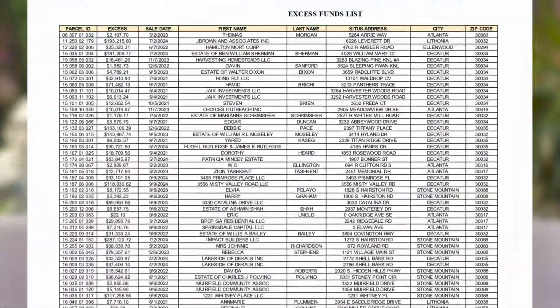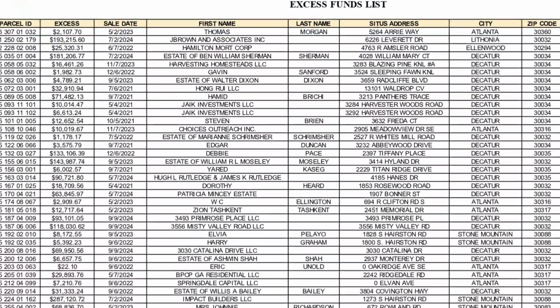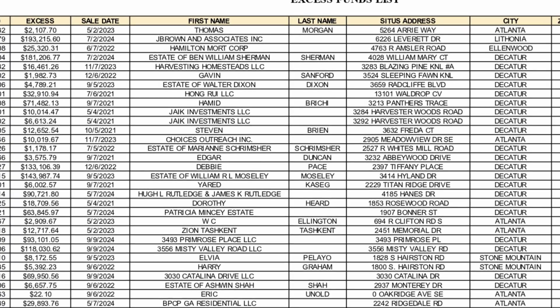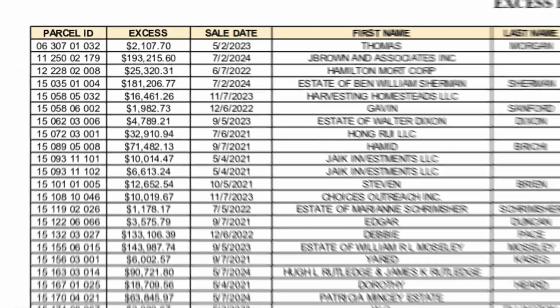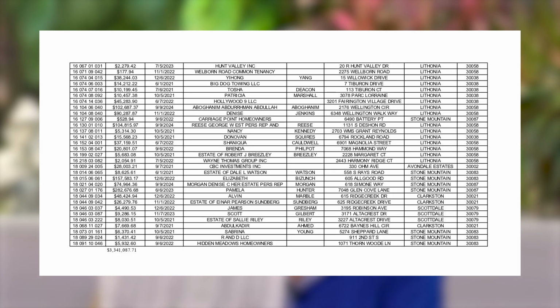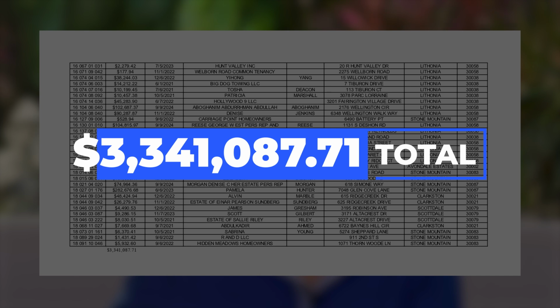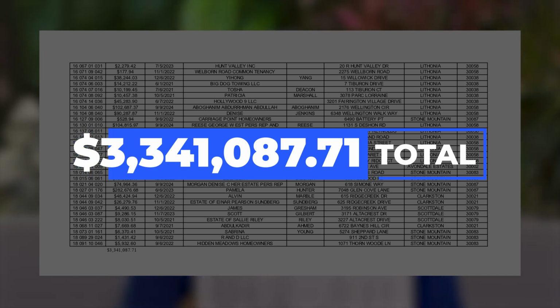Well, what the list is, and this is an example of an actual list that I just pulled today, and I'll have the editor put it up on the screen so you can take a closer look at it as I talk about it. You'll notice on this, in the second column, something called excess. And you can see the first number is $2,107.70, and the second one, check that out, $193,215.60. Actually, if you go down all of this entire 2 pages of this list, the total is $3,341,087.71. This is one list.